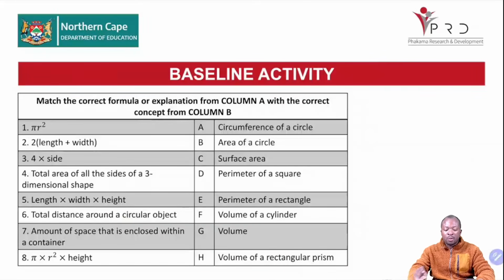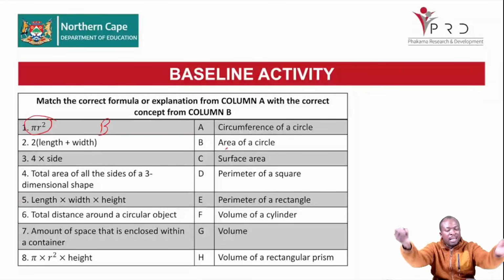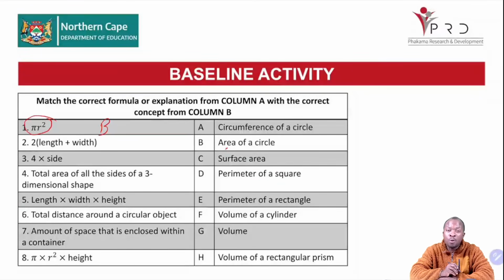So the first one, when you see pi r squared, where do we use pi r squared? Look through from A up to H. Where do we use pi r squared? That's when we are finding the area of a circle. So our answer is B. If you don't know from step to step, you can go through and check the ones that you know. As you go, you are eliminating, and in the end, you are going to come back to your whole question, having answered everything.